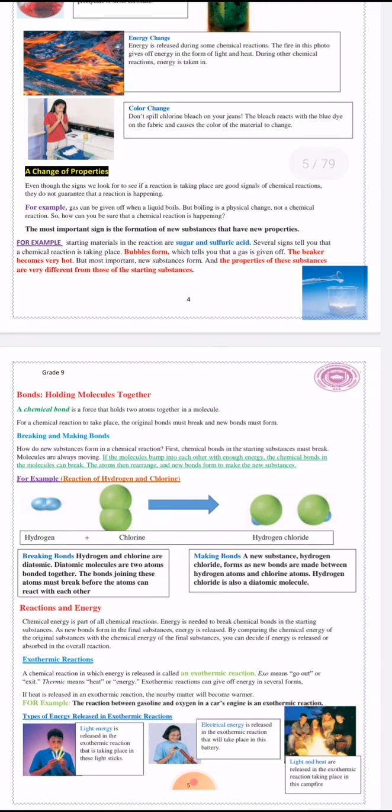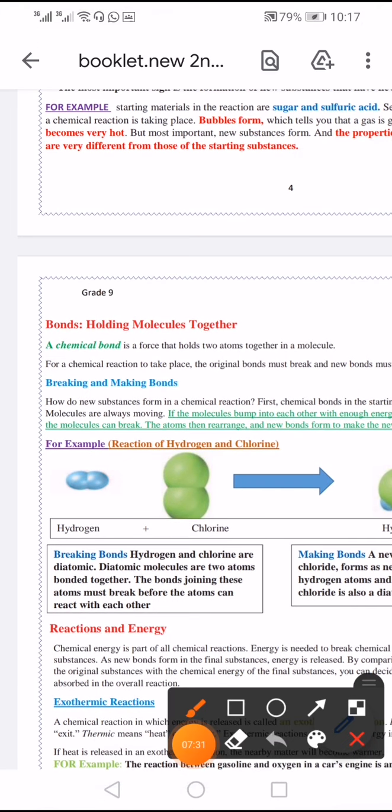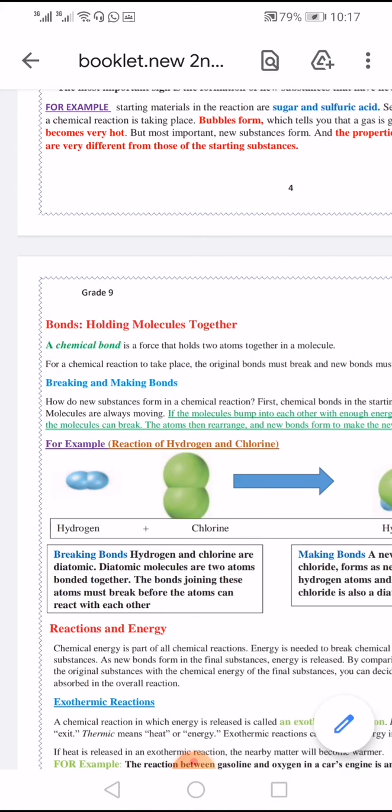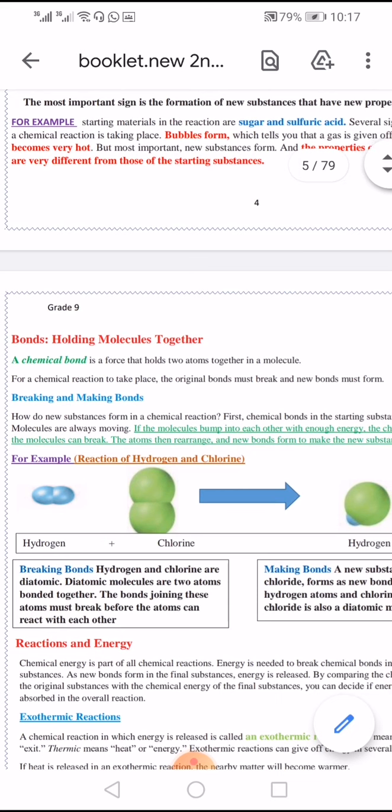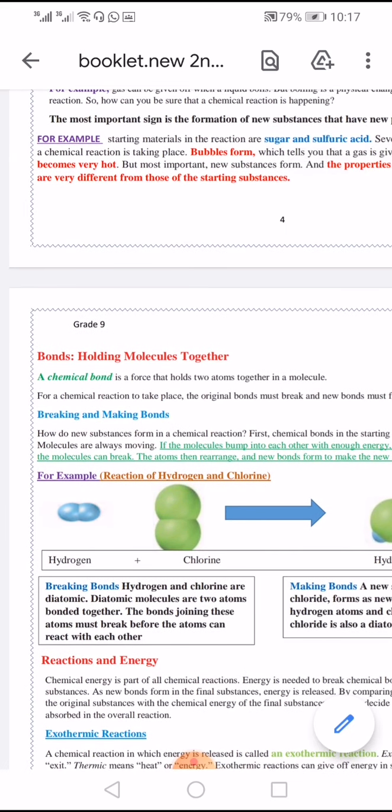Chemical bonds. What is meant by a chemical bond? A chemical bond is a force that holds two atoms together in a molecule. For a chemical reaction to take place, the original bonds must break and new bonds form. Breaking and making bonds. How does a new substance form in a chemical reaction?